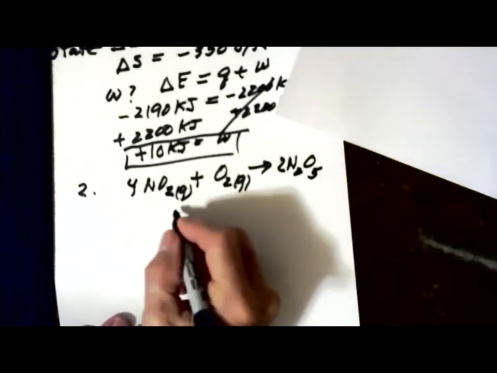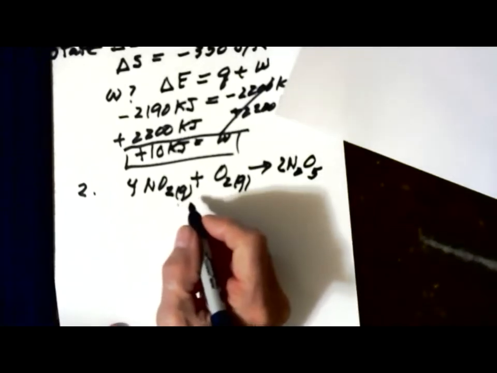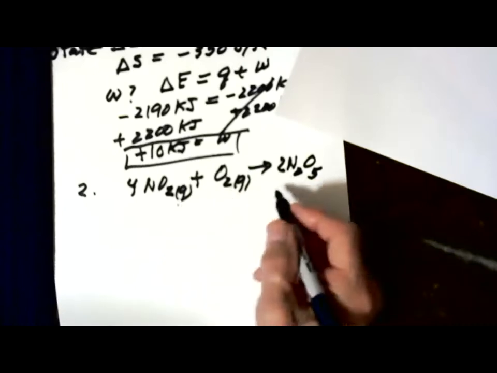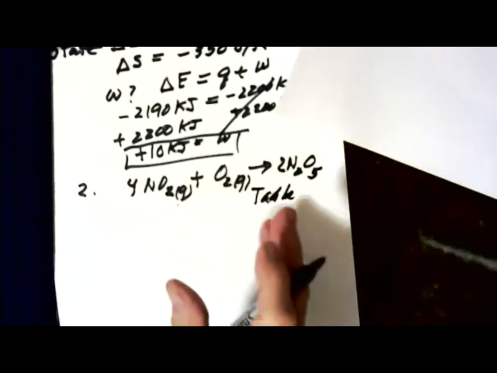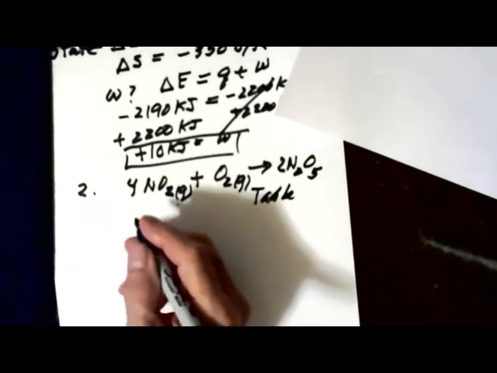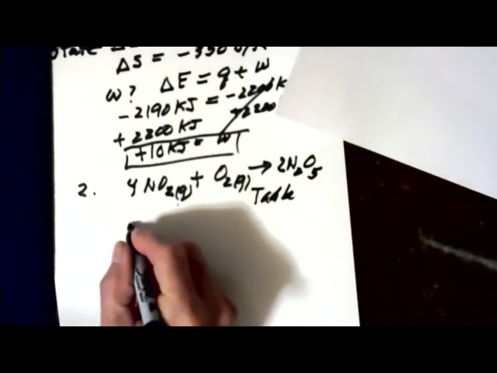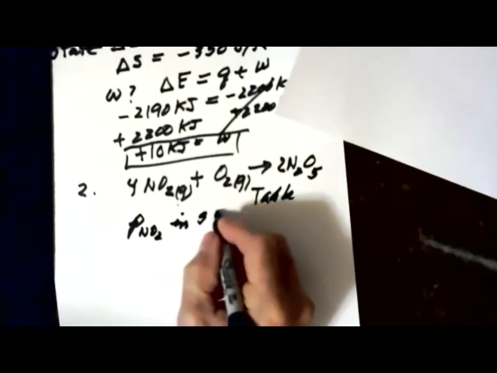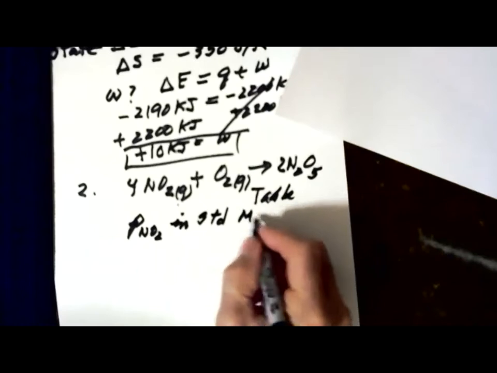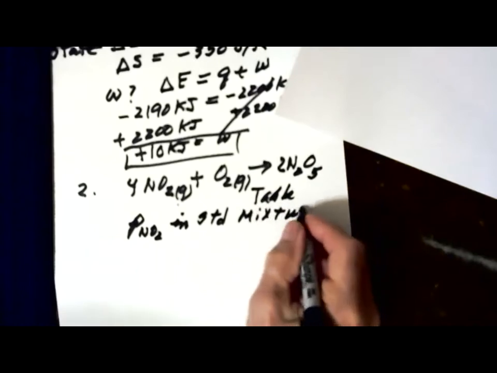We've got the delta H, and we've got a table here that's got the delta H of formation, the delta G of formation, and all of that. And it asks us for what is the partial pressure of NO2. I want the pressure of NO2 in the standard mixture. Oh boy, this is an easy one. What is the pressure of any substance in the reaction in the standard mixture? 1 atmosphere pressure.